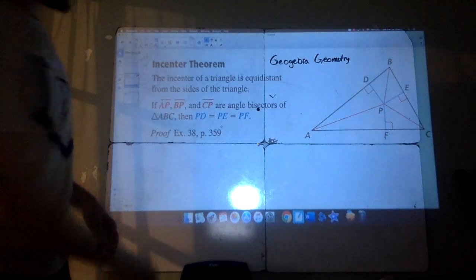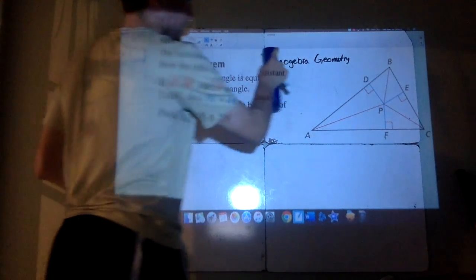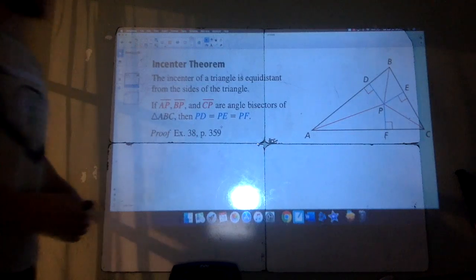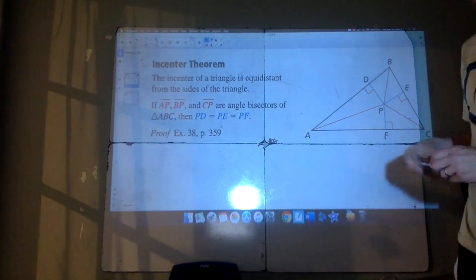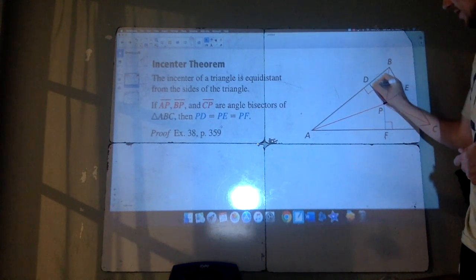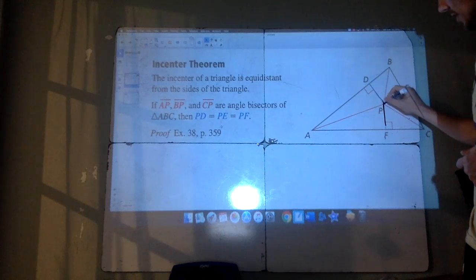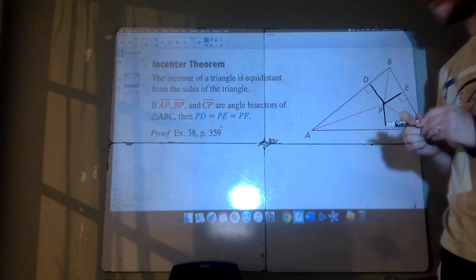So I want you to take a second and add this to your toolkit. What it's saying is that the incenter of a triangle, this middle point right here, since we made a circle, all three of these lines are equal right there. That's the big idea behind this incenter theorem.